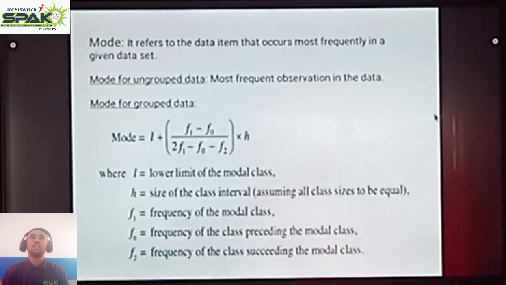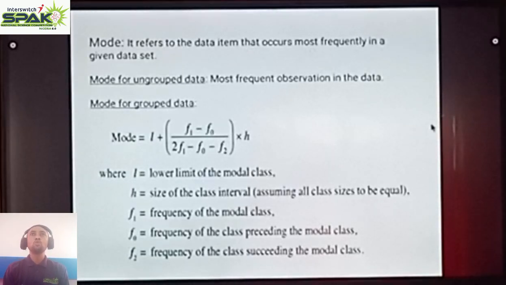Now mode. We have it here that mode refers to the data item that occurs most frequently in the given data set. So the number that occurs most frequently in the given data set is known as the mode. And don't forget, I told you, data is divided into two forms. We have the ungrouped. So when you are calculating mode for ungrouped data, you look for the most frequent observation. That is the number that occurs most. So the number with the most occurrence is our mode.